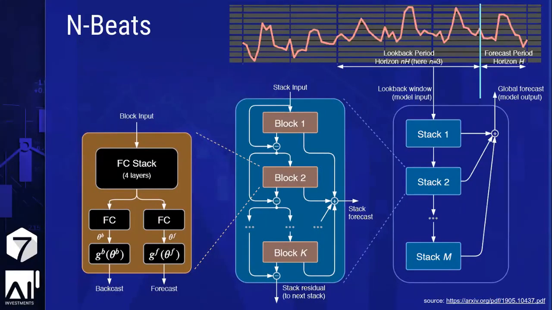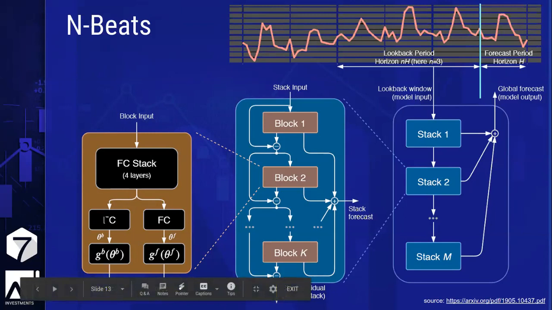And how it works. Yeah, the basic block is the 4 layers stack. It is fully connected, just a simple dense neural network. But from that stack, these 4 layers, we have 2 outputs. One output is the forecast of that stack, and the second output is the so-called backcast. And the backcast from one block is passed to another block.